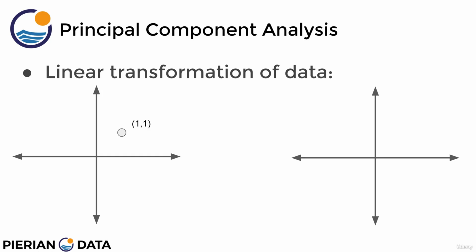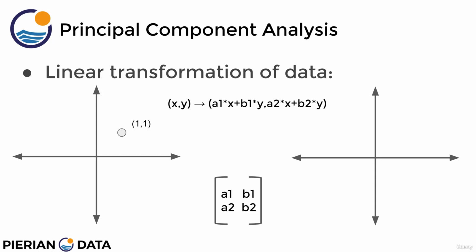I can imagine that I have a point at 1, 1 in my original feature space, and if I were to perform a linear transformation, what I'm essentially doing is I'm multiplying it by a certain set of values, which we could think about in the form of a matrix. For example, I can have this matrix A1, B1, and A2, B2, and perform a linear transformation that would look like this. My original point of x and y would get linearly transformed. So I have A1 times x plus B1 times y, and then A2 times x plus B2 times y. And obviously we could extend this to n number of dimensions.